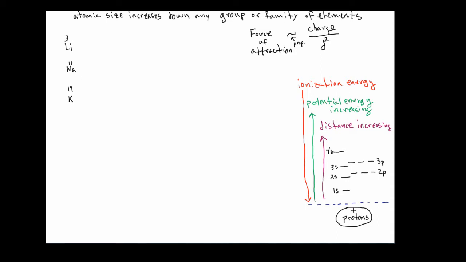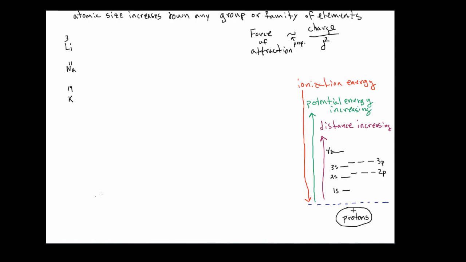Alright? Now there's another aspect of this. Over here on the right side of the screen, I have written a schematic that relates the distance of a particular energy level away from the protons by comparison to the potential energy of those electrons and ionization energy. This diagram appears in a lot of the videos that I produce, and we're going to use this right now to rationalize what's happening with distance.